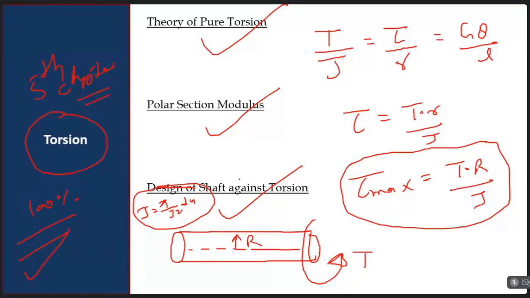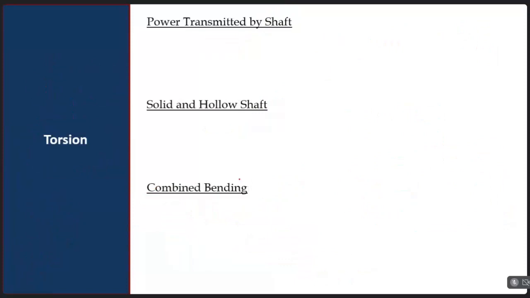So here we basically have the torsion formula, very important. So many questions come from this torsion formula only. Now, power transmitted by the shaft: power is equal to 2 pi NT by 60. T is the value of torque, and N is the rotation speed of the shaft in revolutions per minute, rpm, like this only.